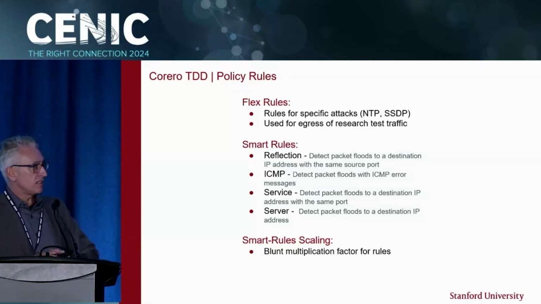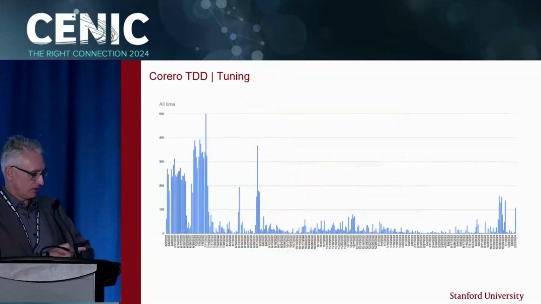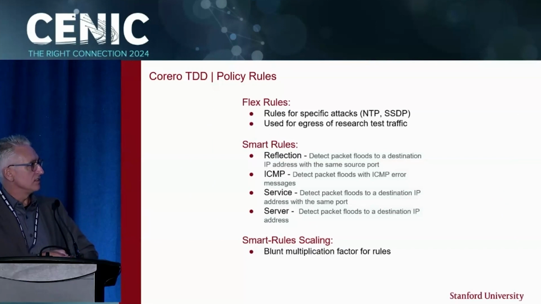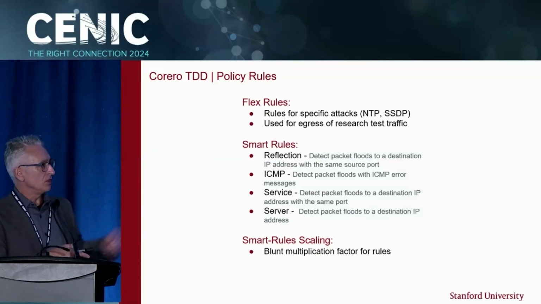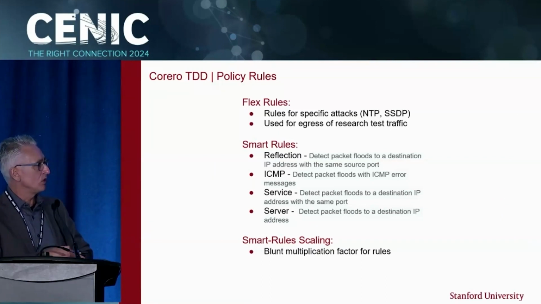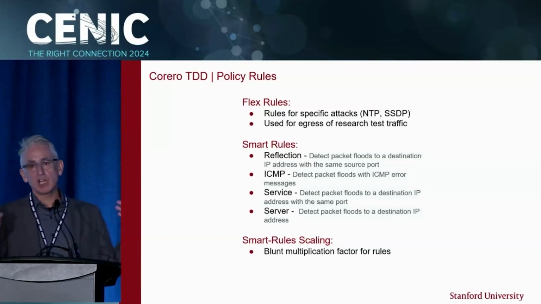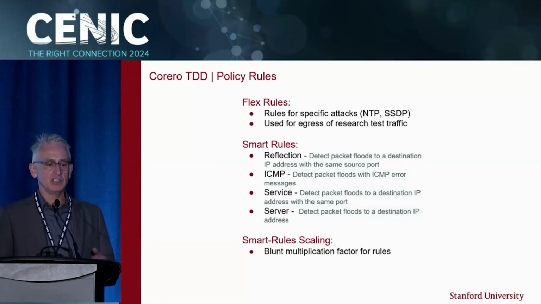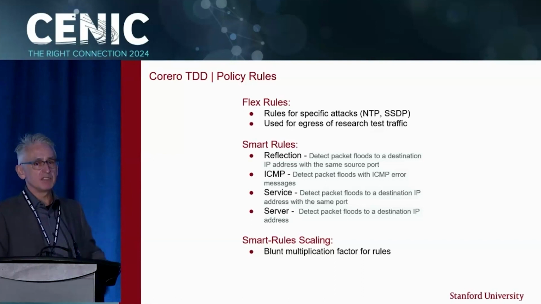So the smart rules here, they all contain, whoops, I went forward too much. They all contain the word floods too. And there's very subtle wording. This one says same source port, this one says same port, and this one just says to a destination IP. But there's lots of signatures in here that are part of the bread and butter of what Corero does in detection that block all different types of attacks.